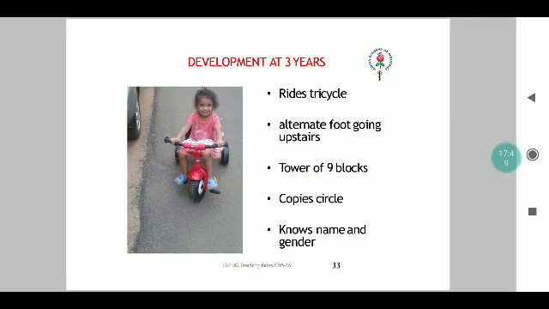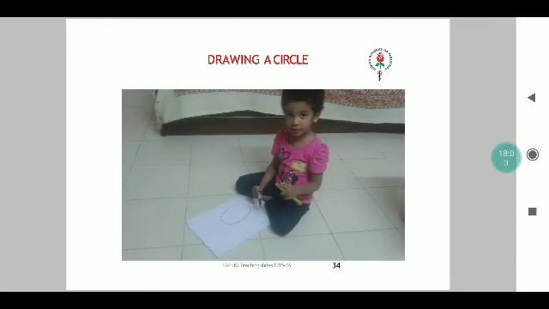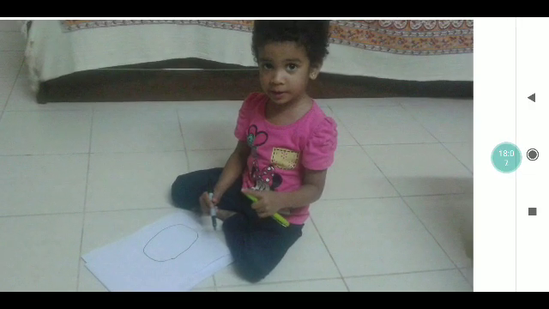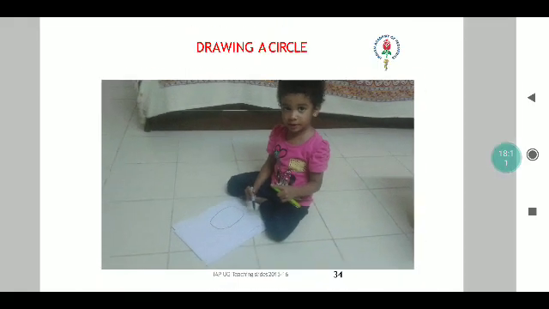At 3 years, like I said, 3 for tri. So the child is able to ride a tricycle, walking up and down with 1 foot per alternate steps, and a tower of 9 blocks, copying a circle, and is able to tell his or her name and gender. You can see in this image, the 3-year-old is able to draw a complete circle, and the other social milestone is proud to show his or her work to his or her mother.